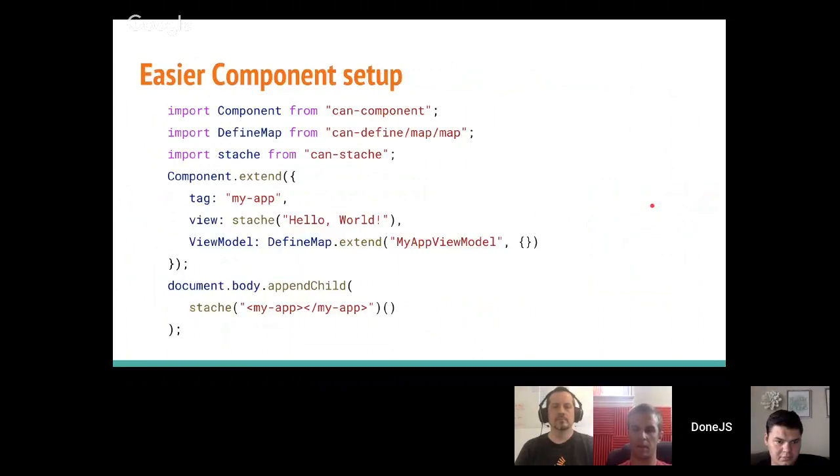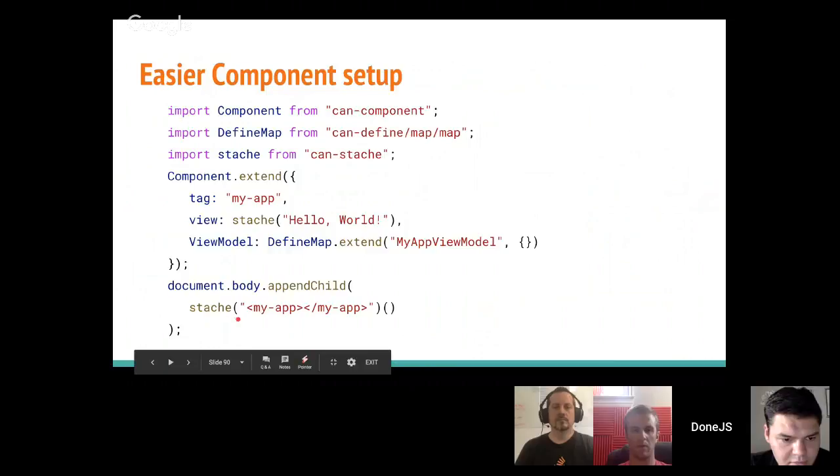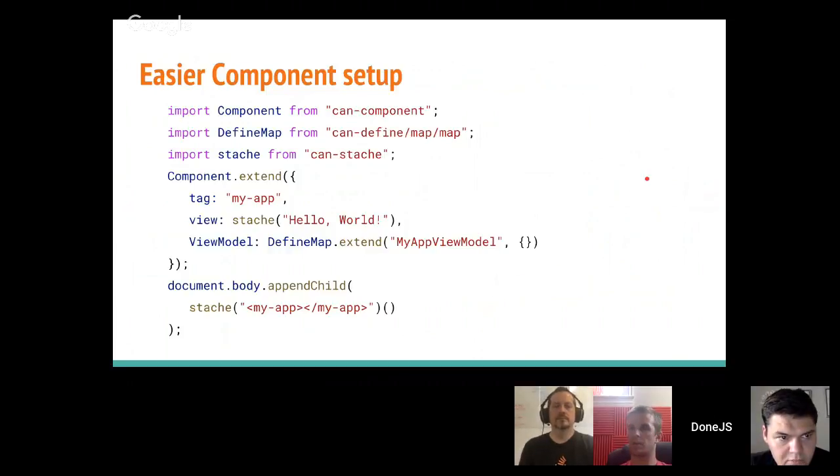So, easier component setup. In Stash 3.0 or CanJS 3.0, this was the simplest setup for creating a component and showing it in the page. You had to import component, some sort of observable in Stash, do this extend, pass it, all this stuff. And then you also had to call Stash to render your new component. So there's a lot of boilerplate here and a lot of stuff to learn for new people. So we've removed a lot of that in 4.0.